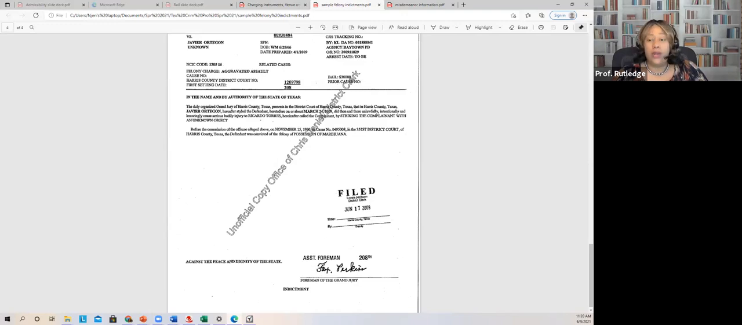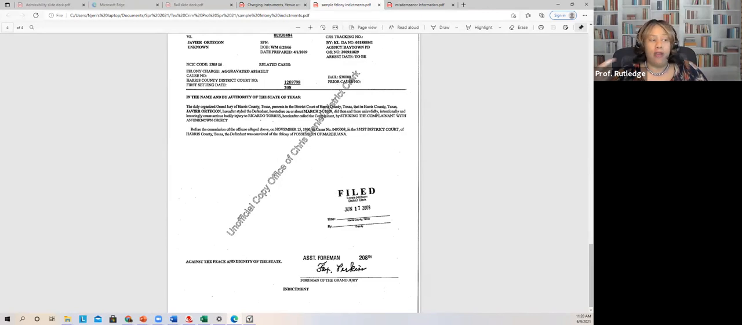Then we have what's known as an enhancement paragraph. An enhancement paragraph is used to enhance the level of punishment. So this person has been convicted before of a felony. It says, before the commission of this offense, on this date, in this case, in this court, in Harris County, the defendant was convicted of this felony. So that would make a normally second degree felony look like a first degree.